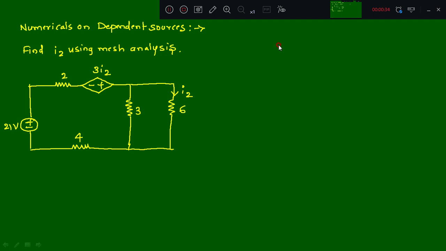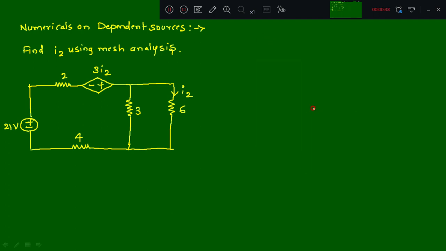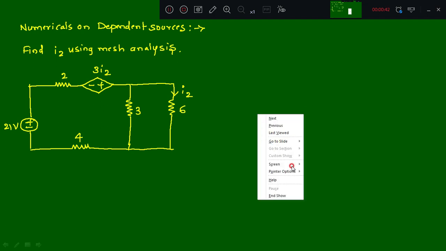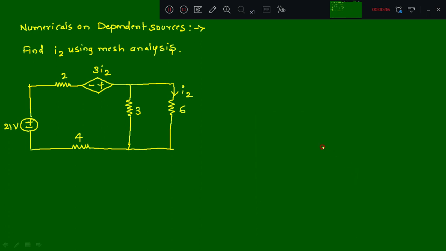The problem statement is what? Find I2 using mesh analysis for the given circuit. See, the circuit is given here. It consists of resistors and a voltage source. Then this part is very important.